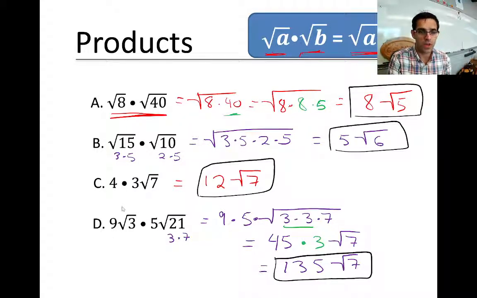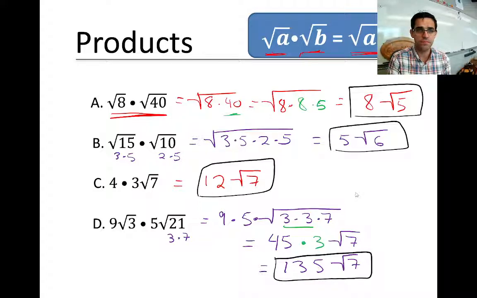Example D, we have a mixed radical times a mixed radical. I'm going to multiply the numbers outside of the radical together, 9 times 5. And I'm going to multiply the radicals together, root 3 times root 21. 9 times 5 is 45. And then root 3 times root 21. I know root 21 is root 3 times 7. So when I multiply those together, I get a pair of 3's. A pair of 3's comes out. We're left with 45 times 3 root 7, which simplifies to 135 root 7.